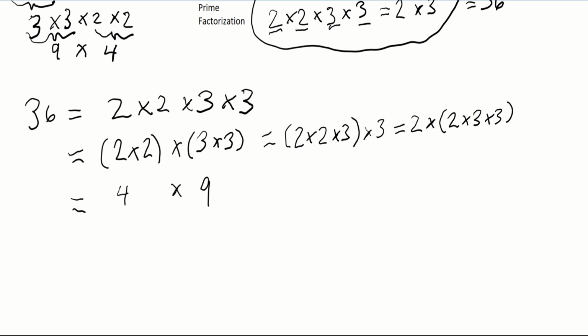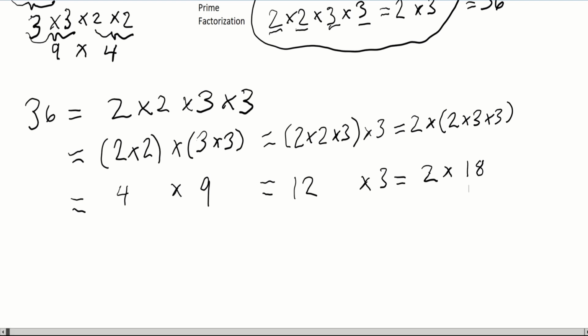If we write this out and evaluate the expressions in the parentheses, we have 4 times 9. This is a pair of factors we saw before, which is equal to 12 times 3. Another pair of factors that you saw before, which is also equal to 2 times 18. Another pair of factors you saw before. We can continue doing this or adding a multiplication of 1 to figure out all of the factors of 36.